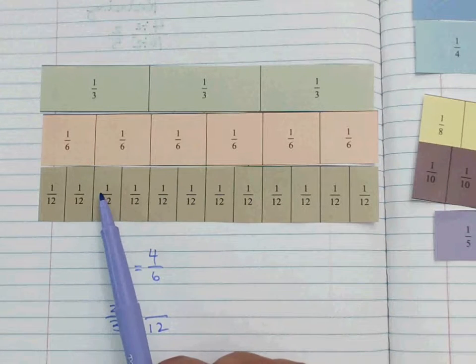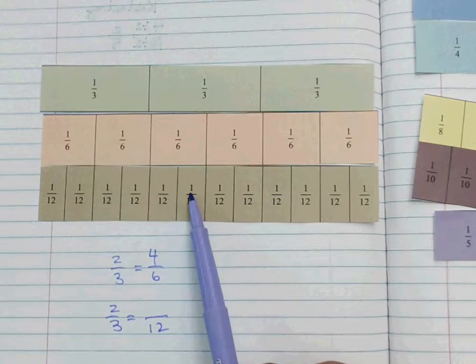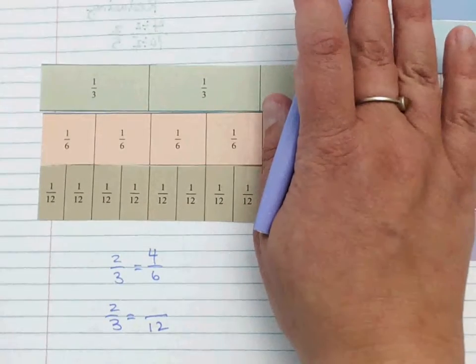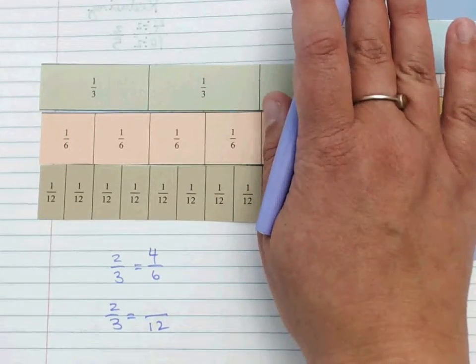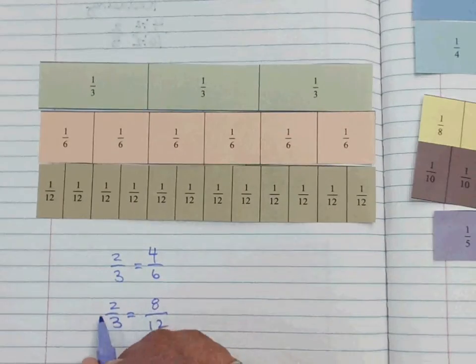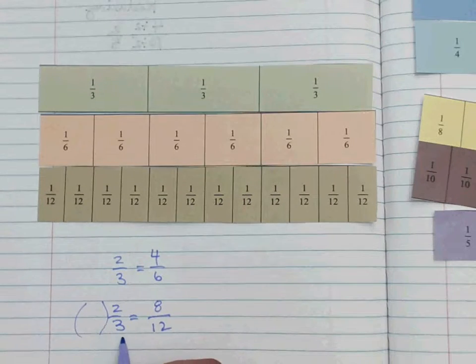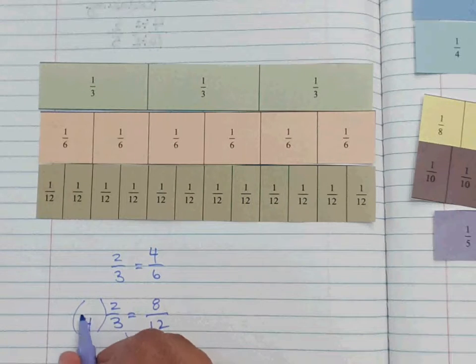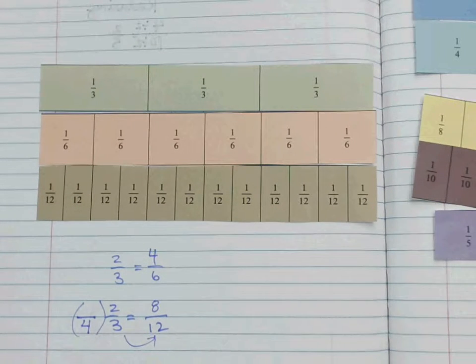1, 2, 3, 4. How many 12s? 8. What do we have to multiply 3 by in order to give us 12? 3 times 4, right? That means you are always going to multiply the same thing in the numerator and the denominator to make that equivalent fraction.